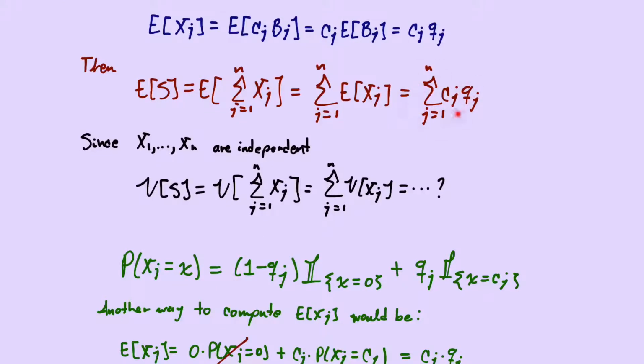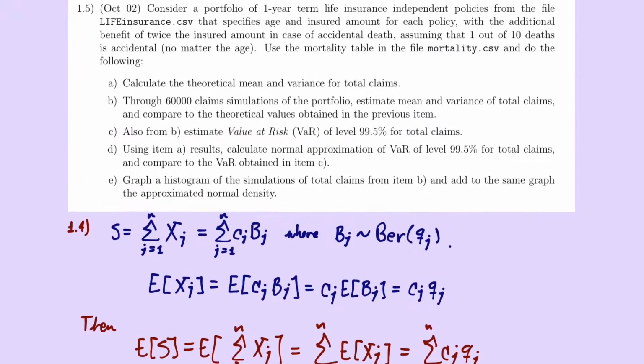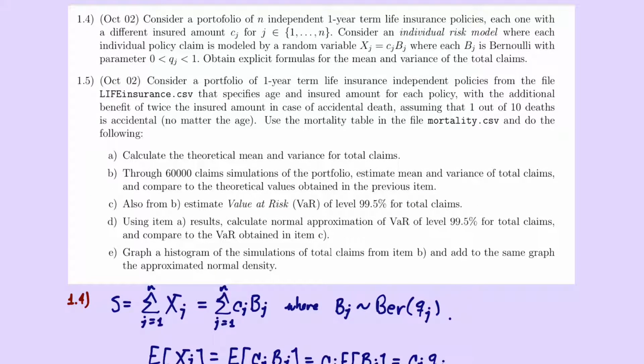This is the expected value of the random variable S, and I repeat, you can do a similar calculation for the variance. Okay, so this was an easy one. We will now go to the interesting one. This is a long one.